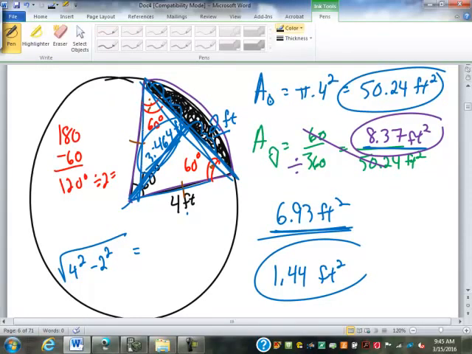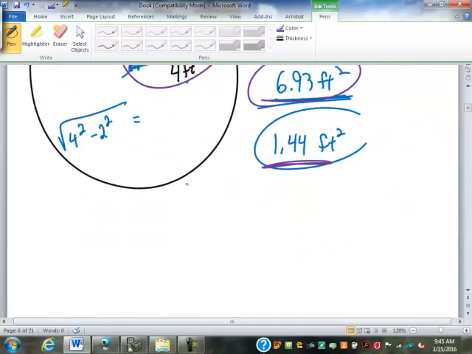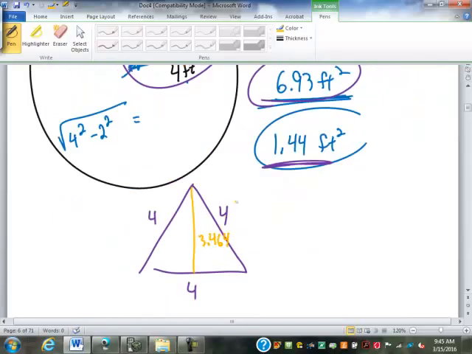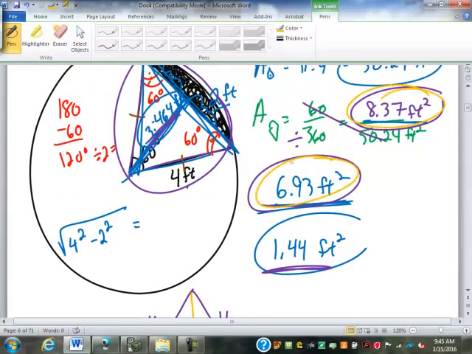What part? Getting that last area. The 6.93 or the 1.44? Because this triangle here, if I draw it out, all the sides are 4. And this here we found to be 3.464. So you subtracted the 6.93, which is the area of the triangle, from the sector. Yes. See, that's the 1.44. Makes more sense. Okay.